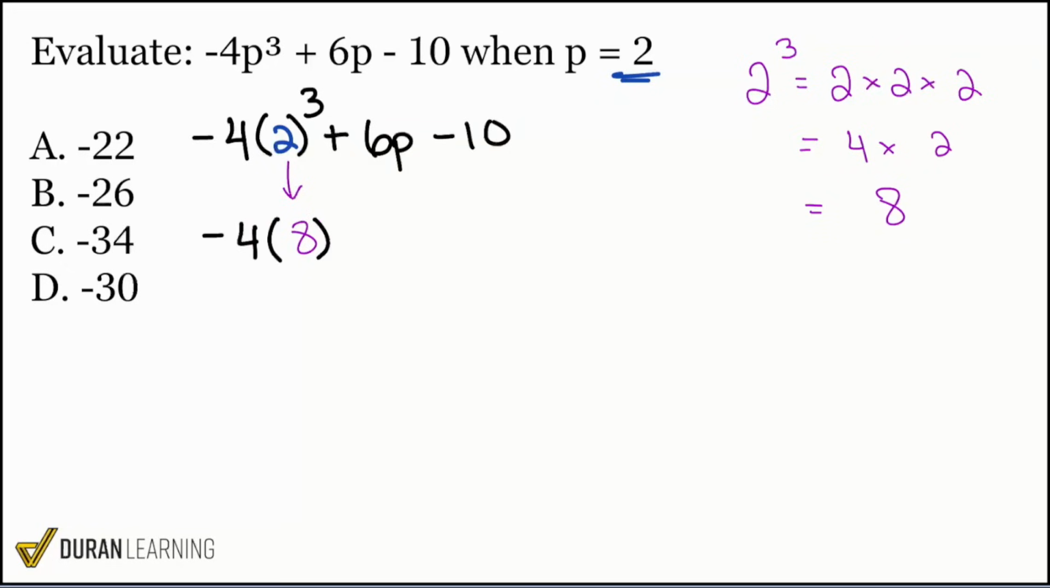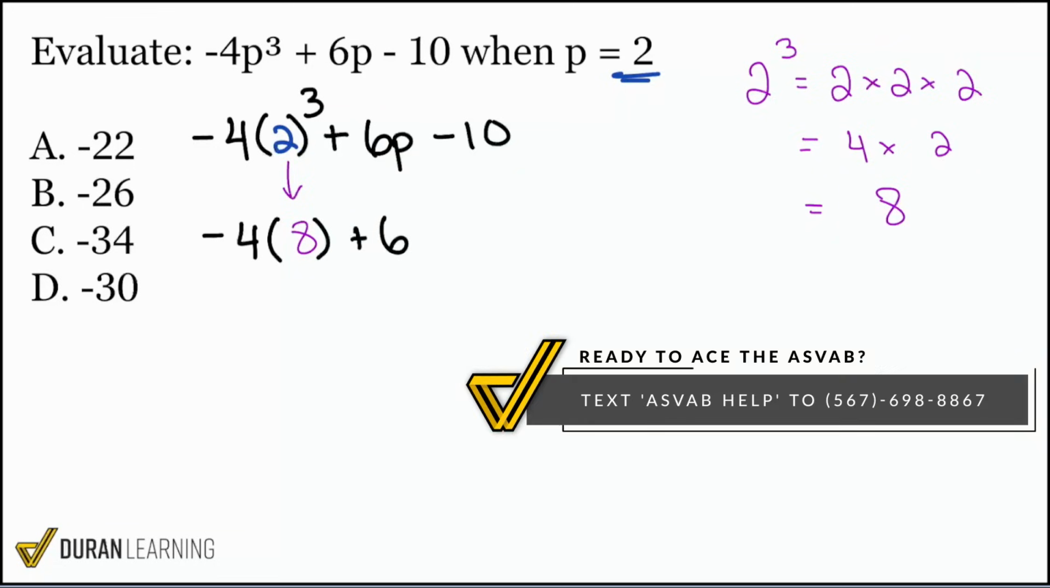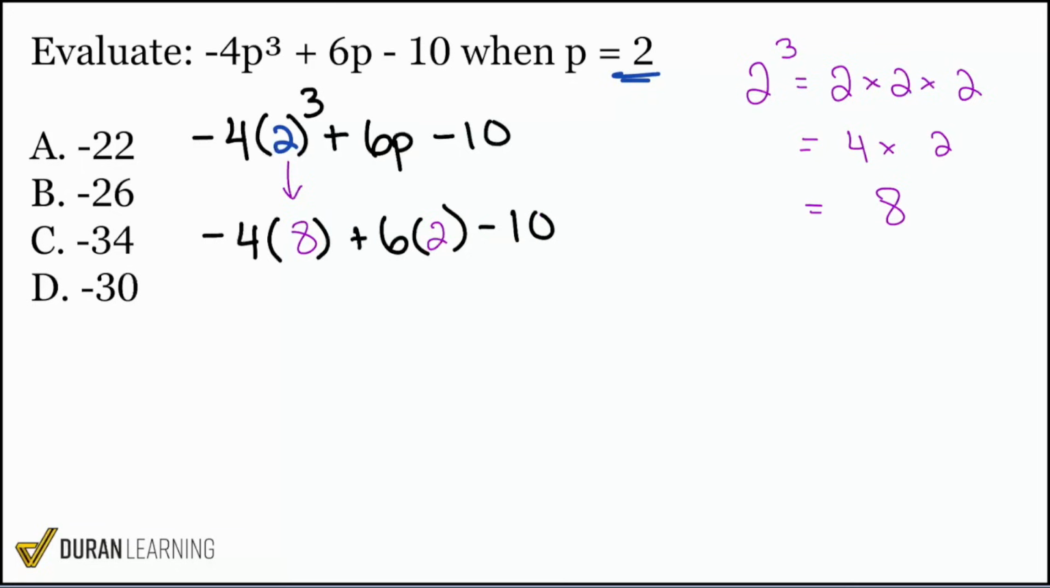Negative 4 times the 8 plus 6 times p. So that will end up being 6 times 2 right here. And then we have minus 10. So as we continue, we have negative 4 multiplied by 8. So first we'll just go ahead and do 4 times 8, which is 32.